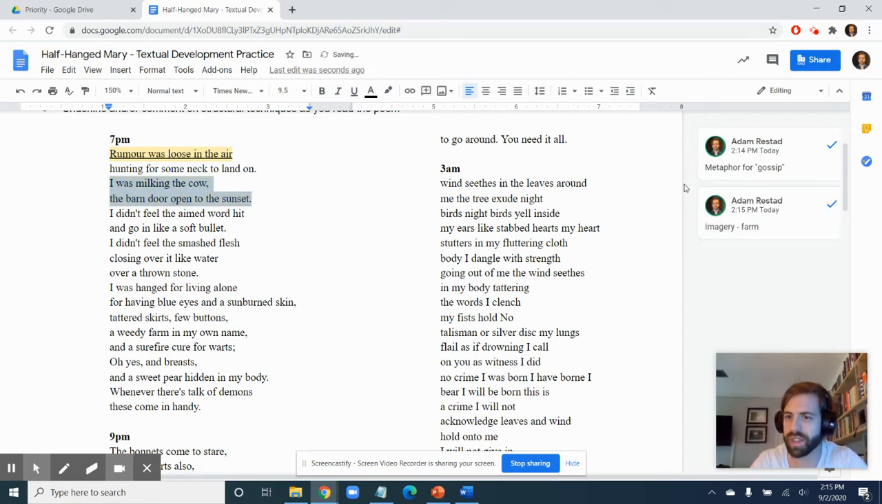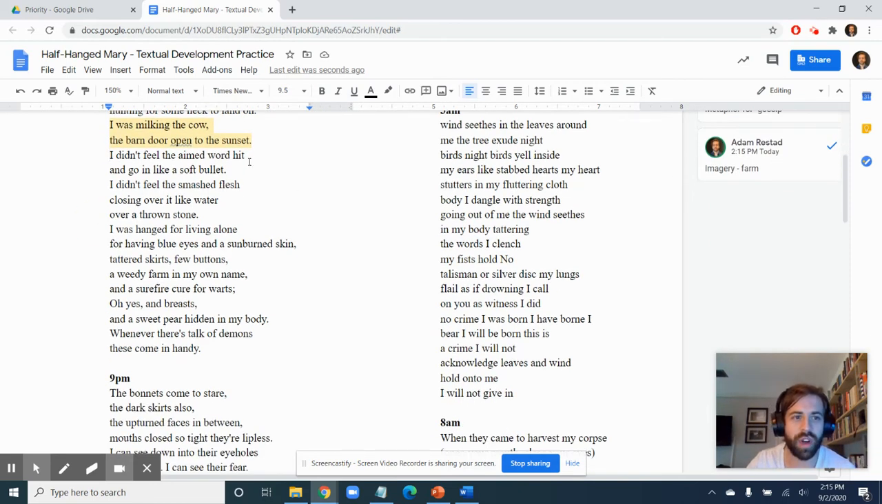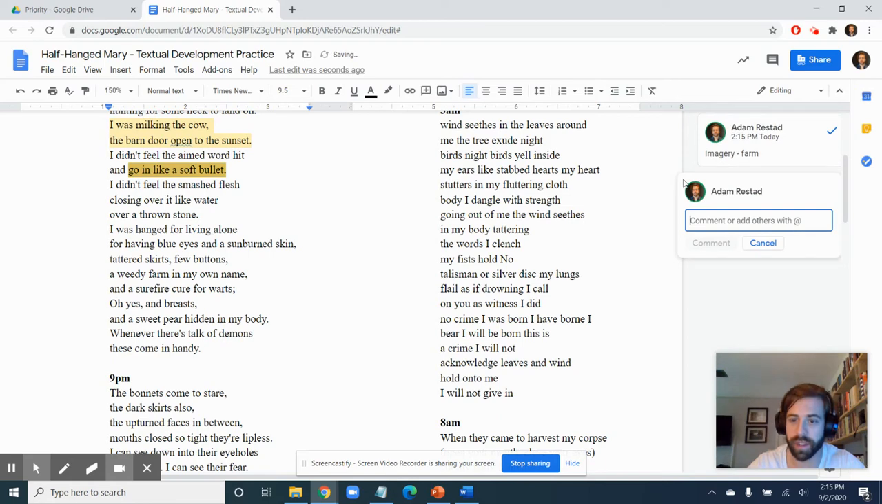Just farm. It sounds like she's just like a farmhand or someone working on a farm. So I didn't feel the aimed word hit and go in like a soft bullet. Ooh, I like that. That's a really interesting simile. So I'm going to do simile and bullets and rumors, right?